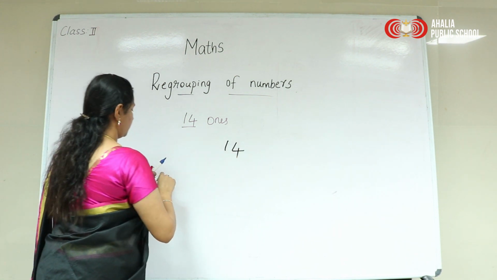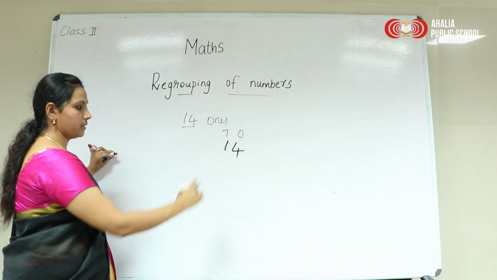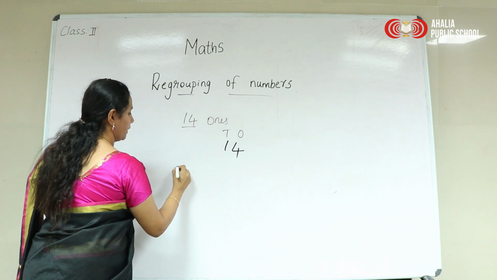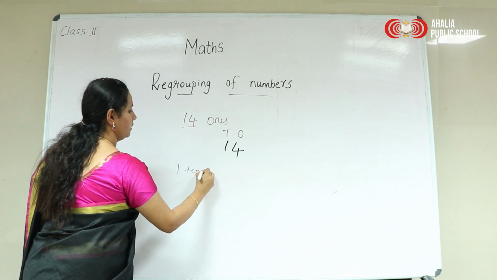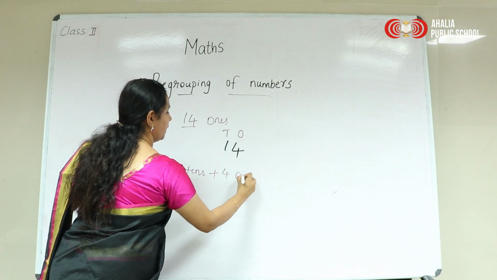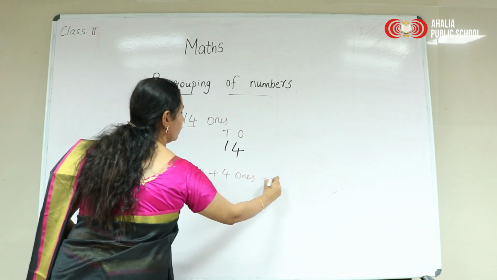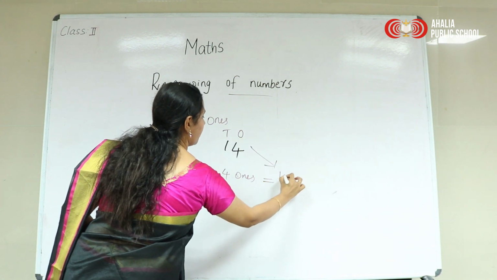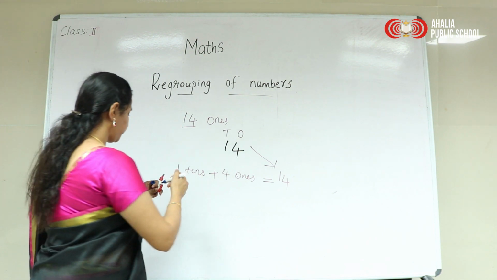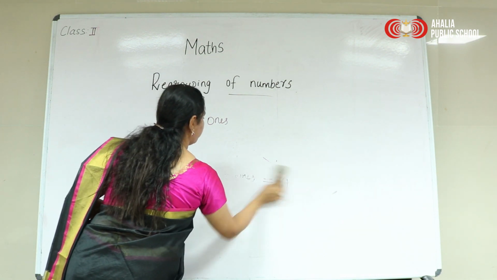14. Here 4 is in ones place and 1 in tens place. So how will we write here? Tell me, 1 in tens place. So 1 tens plus 4 in ones place. So 1 tens plus 4 ones equal to, you will get this number, right? Now let's consider one more example.